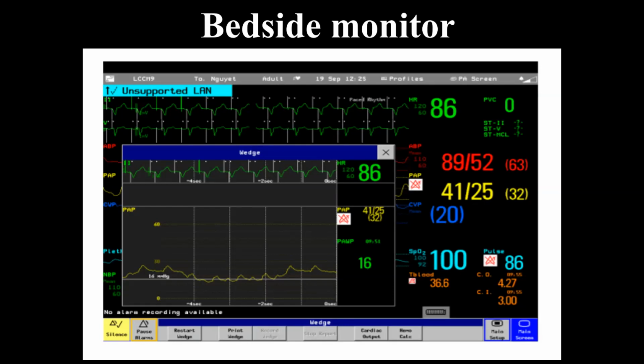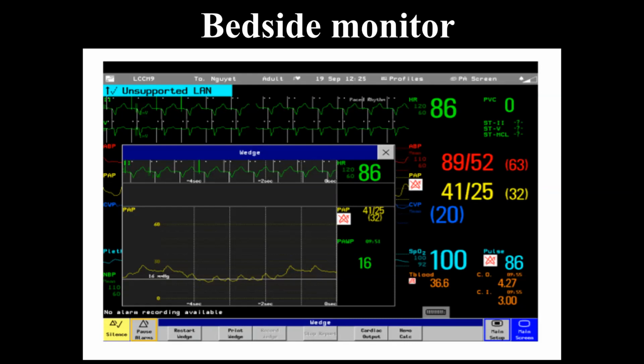CVP, high, low, or normal? High. Okay, so what do we got going on here? Our afterload is low because our blood pressure is not good. Our pulmonary artery pressure is high, so I'm thinking, is there a lung issue? And our CVP is high, so I'm in volume excess, right? So what do you think of right-sided heart failure?